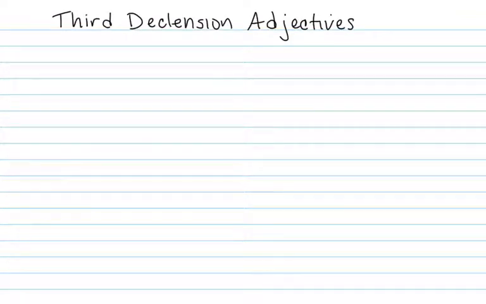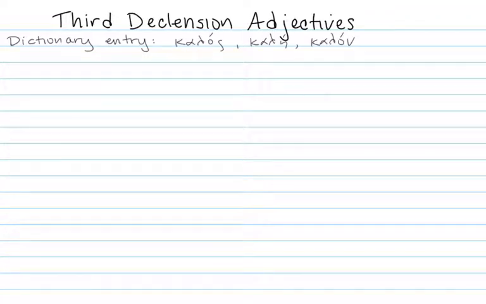So last up, let's talk about some third declension adjectives. So just a reminder, the previous adjectives we've seen look like kalos, kale, kalon. When you see a dictionary entry that looks like that, we call this a 2-1-2 adjective, meaning that the masculine and the neuter follow the second declension endings and the feminine follows the first declension endings. Note that kalos, kale, and kalon are all nominative singular.